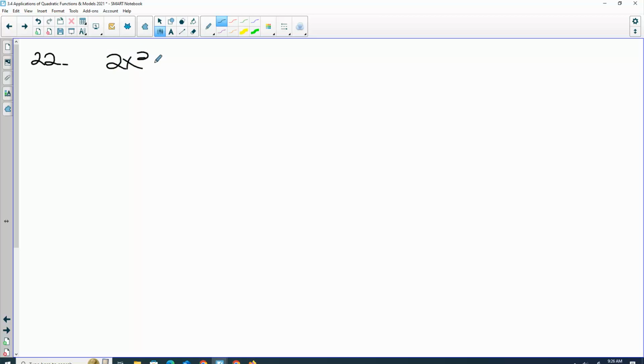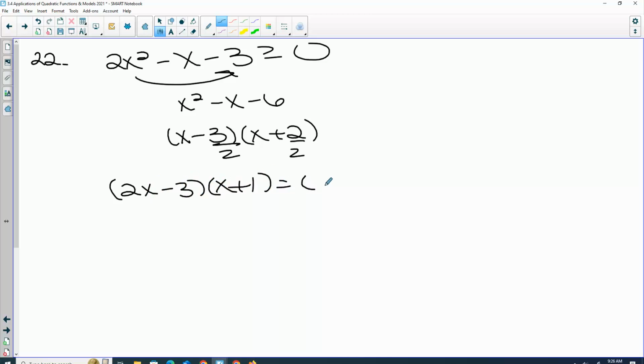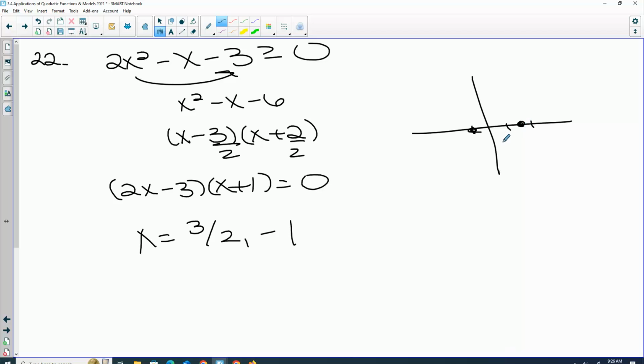22. If this were equal to 0, what would you do to solve it? So multiply to -6 and add to -1 would be -3, +2. Undo our slip and slide. Okay, if we set those to 0, we get 3/2 and -1. And you're drawing a rough sketch. -1, 3/2. Did this one open up or down?